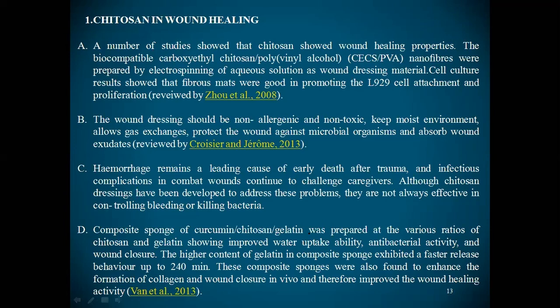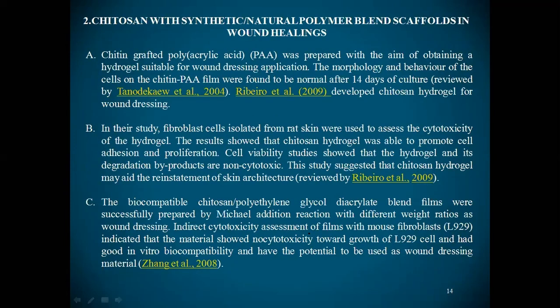In this, a composite nano sponge of curcumin, chitosan, and gelatin is prepared. The composite sponge enhanced the formation of collagen and wound closure, and the preparation improved the wound healing activity. Next, chitosan with synthetic and natural polymer blend scaffolds in wound healing.